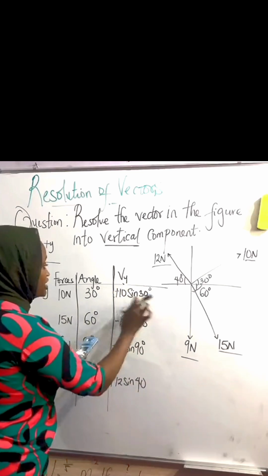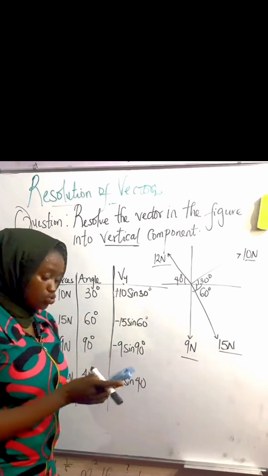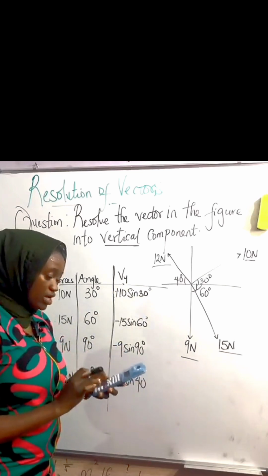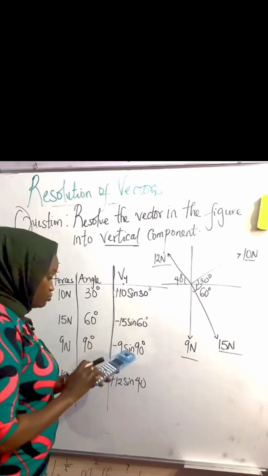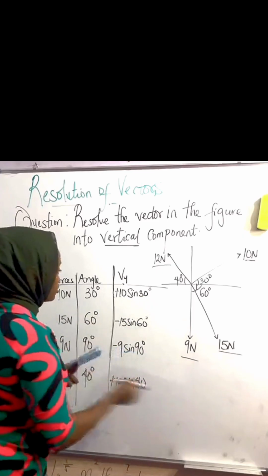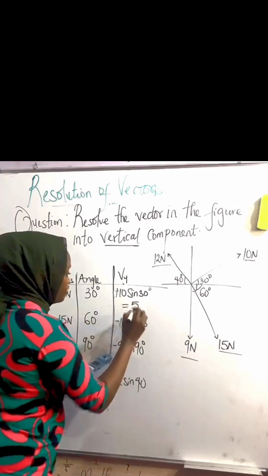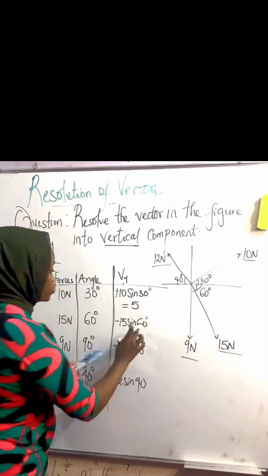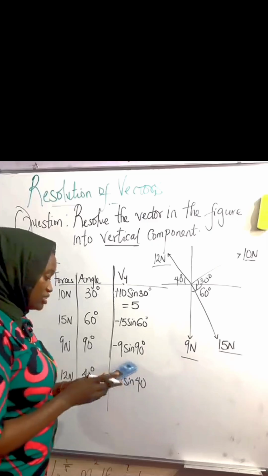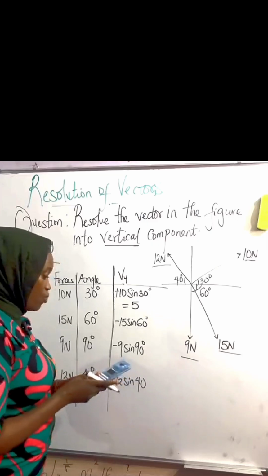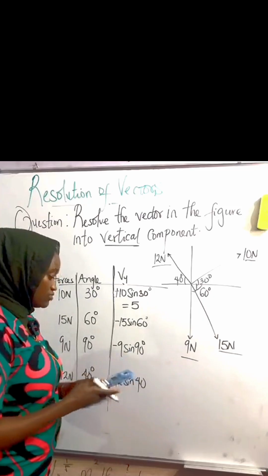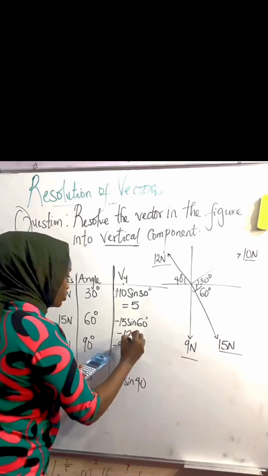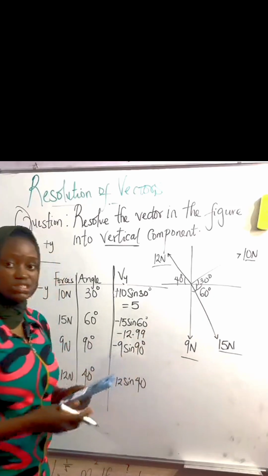Here we have sine 30. So all we need to do is to punch sine 30 on the calculator, and we multiply that by what we have here, which is plus 10. And this gives us 5. So our answer here is 5. Okay, we move on to the next one. Here is sine 60. We punch sine 60 also on the calculator, and we multiply by minus 15. Okay, so this gives us minus 12.99. We can take it to 2 decimal places.